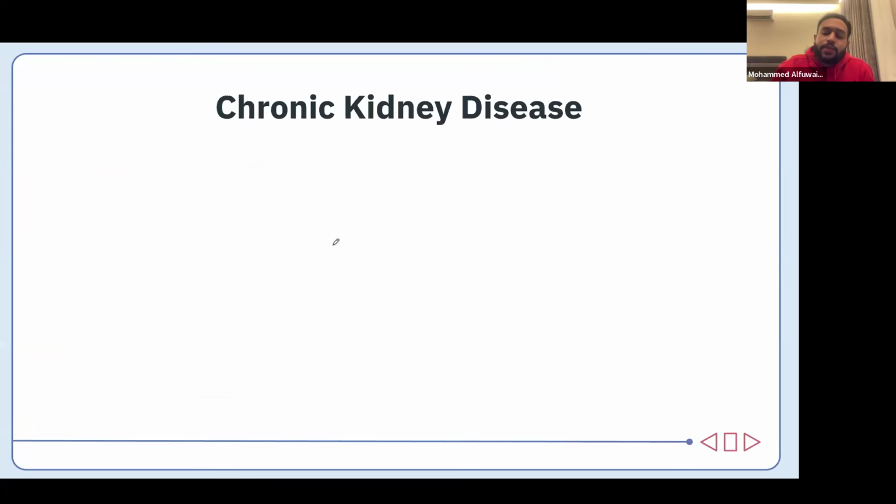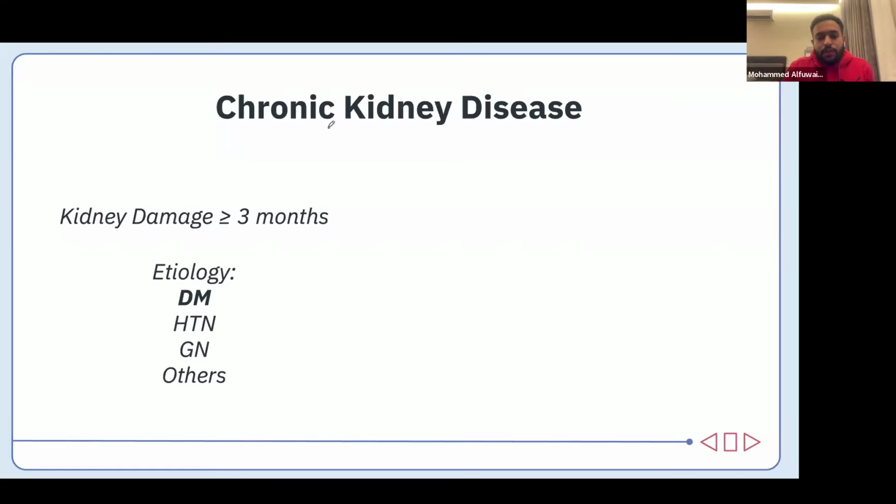Let's go to chronic kidney disease. The first thing is the time period. How many months do we have kidney injury for to say that this patient has chronic kidney disease? Three months. Perfect. Kidney damage for three months. Now we want to assess one thing. What will tell me the stages of chronic kidney disease? What lab value? Estimated GFR. Good. So estimated GFR will tell me the stages of chronic kidney disease.